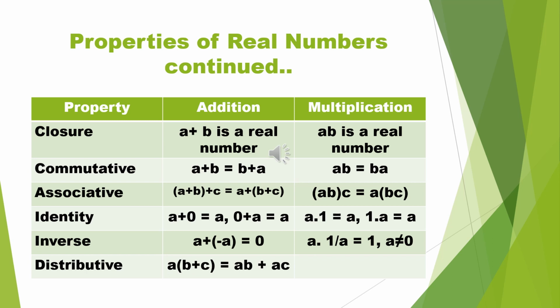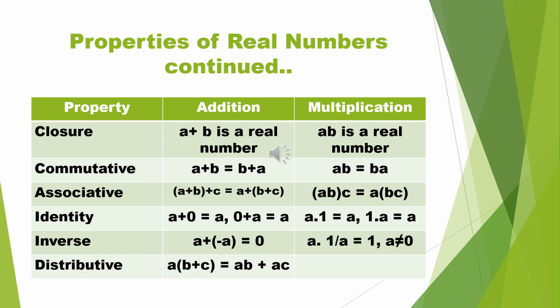Identity property of addition means, identity means whatever you do with that number, the answer must be the same number. For addition, if you are adding 1, the answer is not the same number, right? For example, 7 plus 0 is equal to 7. At the same time, 0 plus 7 is also 7. But if you are adding 1, 7 plus 1 is equal to 8. You are not getting the same number. So you have to add 0. Whenever you are adding 0 with any number, the same number will be the answer.